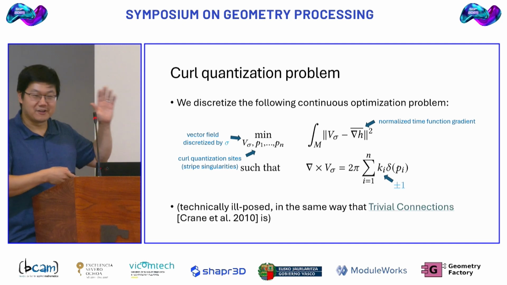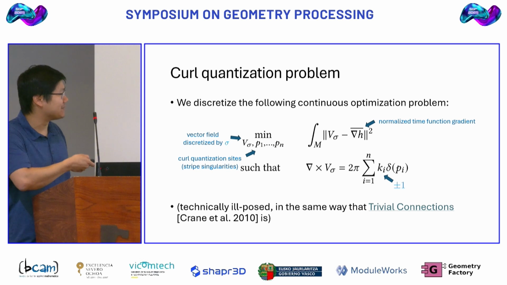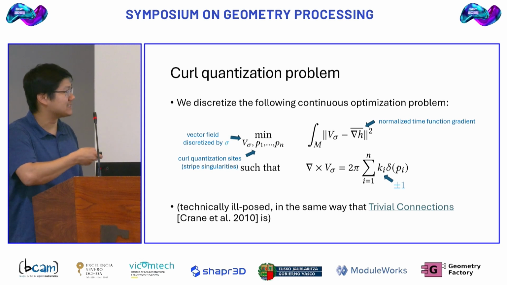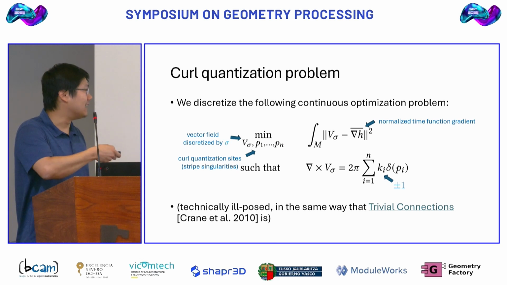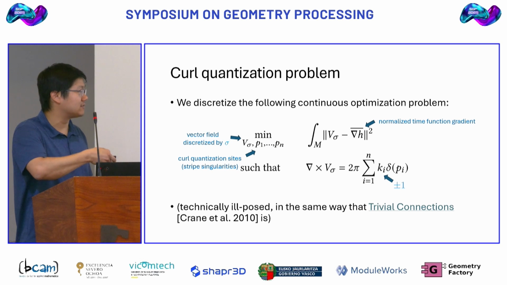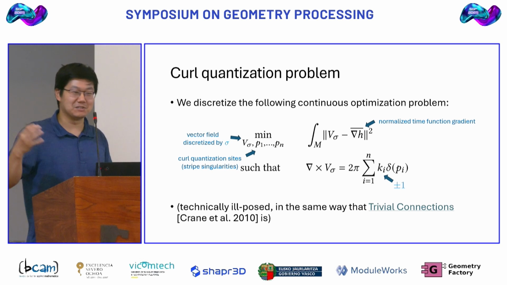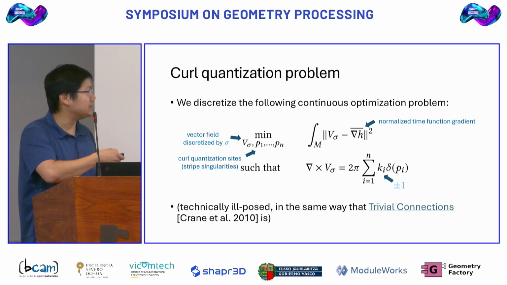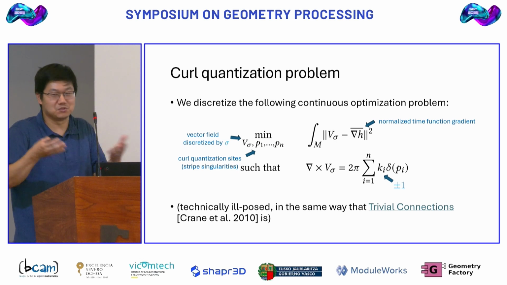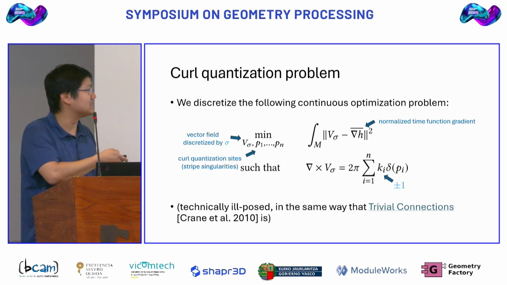I'll note for people who are looking for some sort of nice continuous analog, this is technically ill-posed. If you have curl existing at just a single delta, this integral will explode and you won't have something well-defined. This is similar to the way that the vector field design pipeline trivial connections works. Again, it has no continuous limit. You refine it and the energy changes. But when you discretize it, you do get something useful out at the end. So it's a similar scenario here.